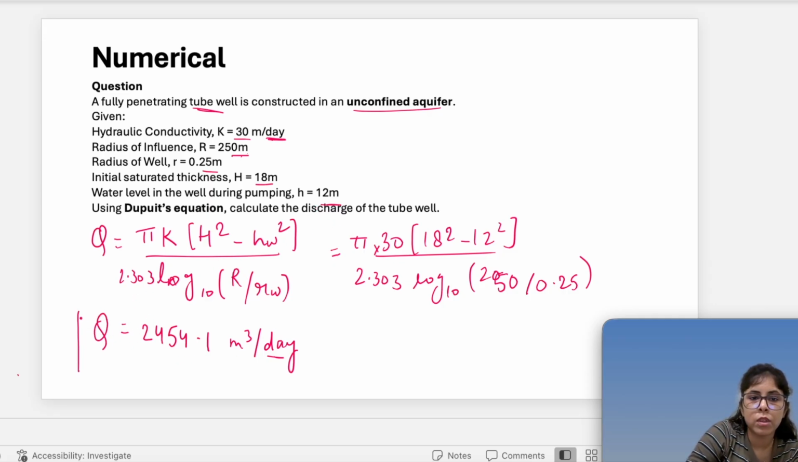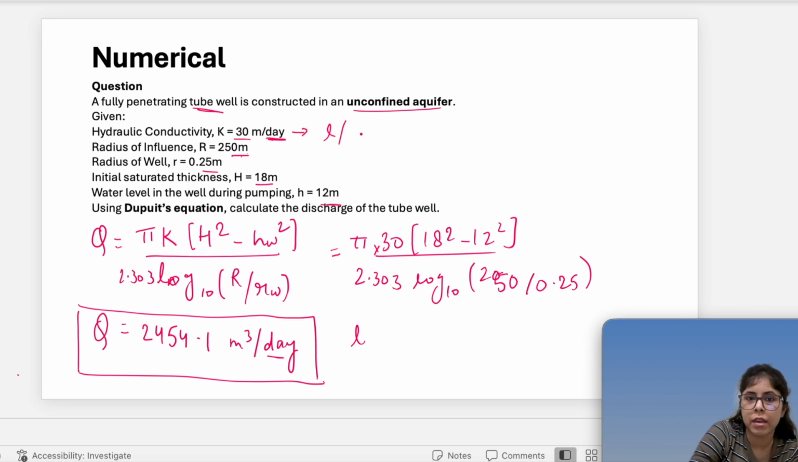So you need to think about units as well. If it is in liters, then you need to convert it. If K is in liter per day, then we need to change it into meter cube per day. So concentrate and take care of the units also. This is how we calculate the discharge.